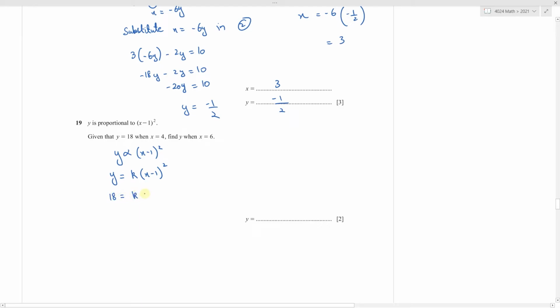Y is 18, k is unknown, x is 4 minus 1 and then square. So 4 minus 1 is 3, 3 square is 9. 18 equals 9k. So k will be 18 divided by 9, which is 2. So now you have the equation y equals 2 into x minus 1 whole square. Find y when x equals 6. So let's substitute x equals 6 here. 6 minus 1 square. 6 minus 1, 5. 5 square, 25. 2 into 25, which is 50. So your value of y is 50 here.